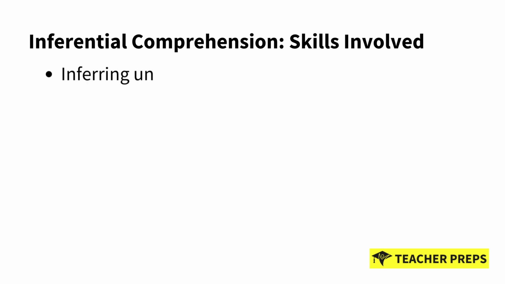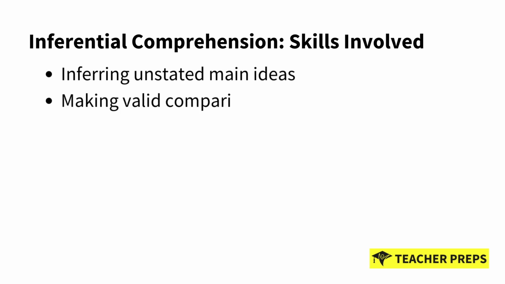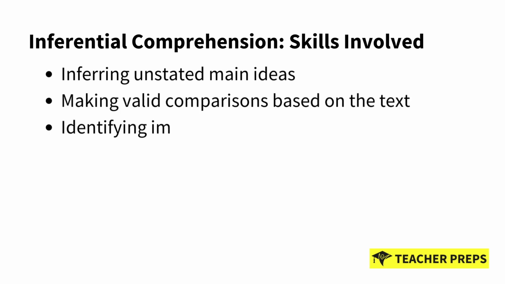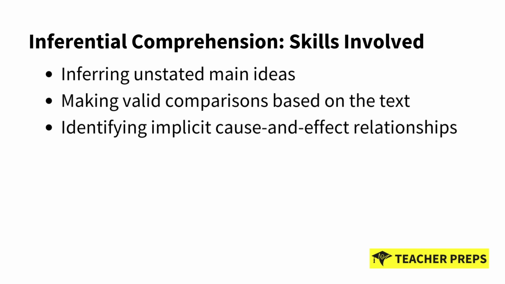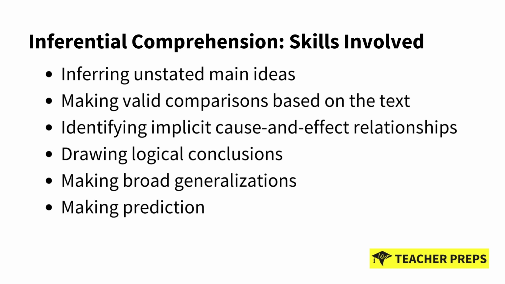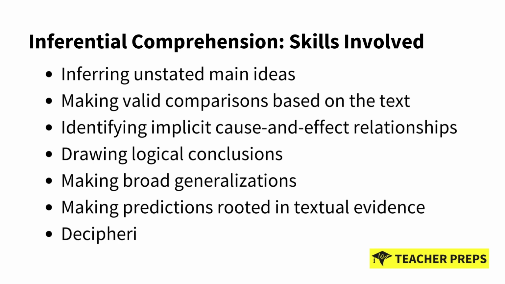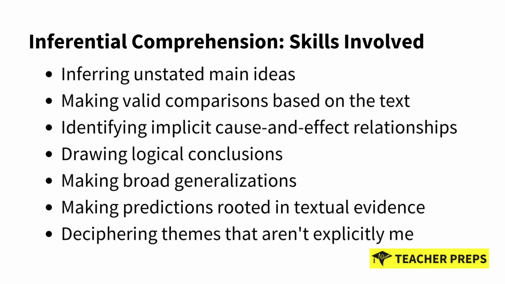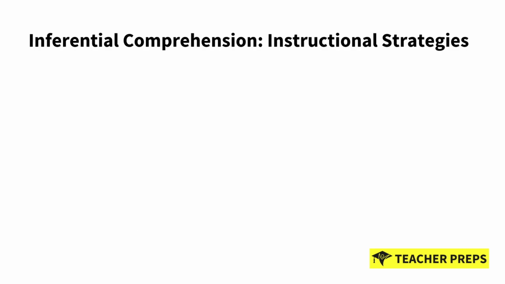These skills include inferring unstated main ideas, making valid comparisons based on text, identifying implicit cause and effect relationships, drawing logical conclusions, making broad generalizations, making predictions rooted in textual evidence, or deciphering themes that aren't explicitly mentioned. Your exam will ask you to match a student need or reading outcome with the correct type of reading comprehension. Here are instructional strategies that can be matched with inferential comprehension. Note that inferential and evaluative comprehension, which we'll cover next, have overlapping strategies.